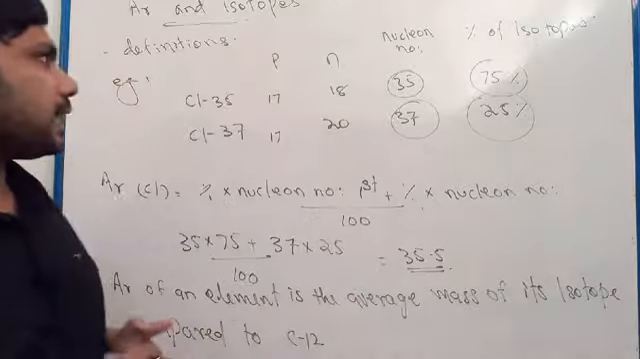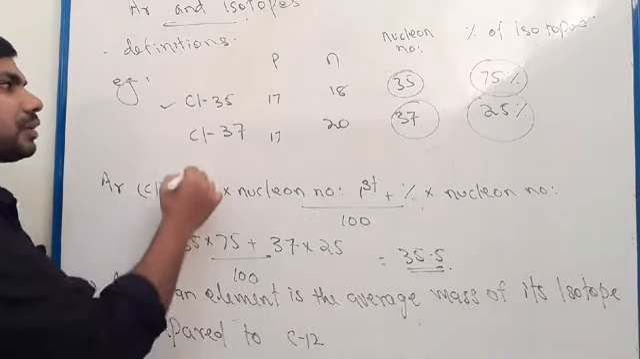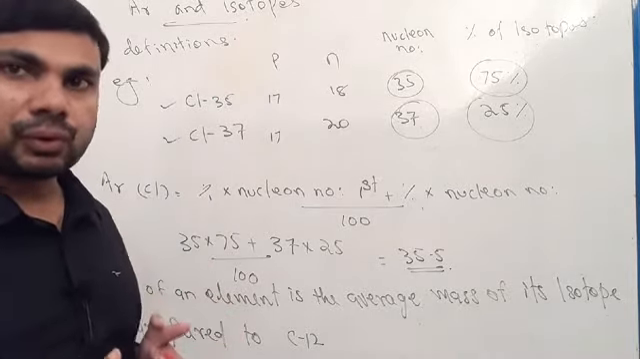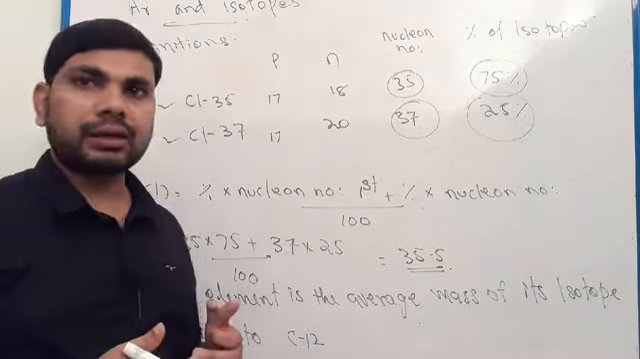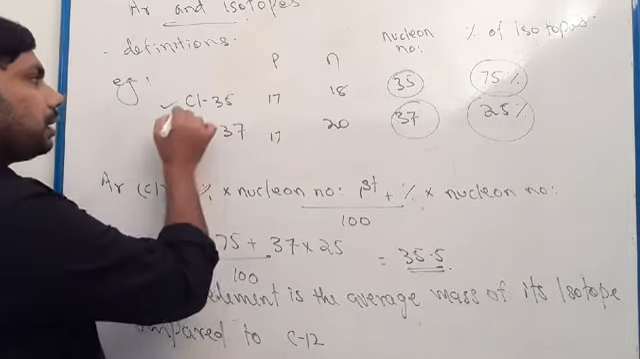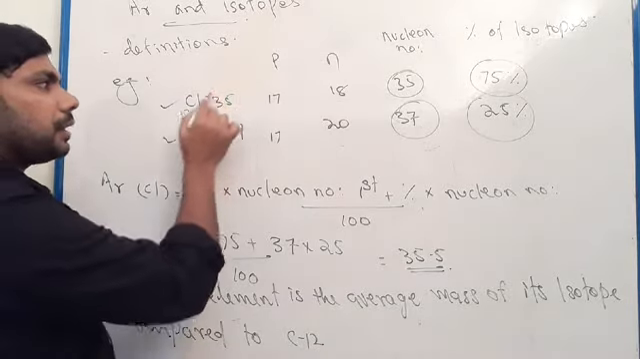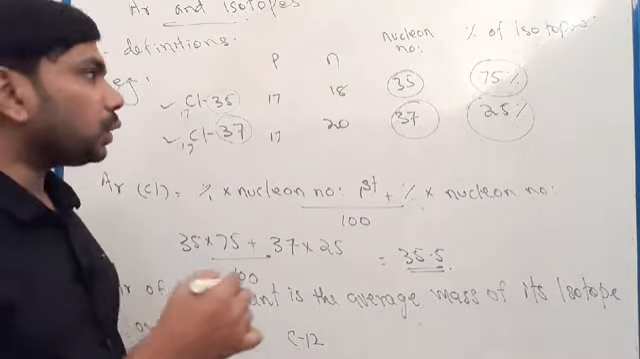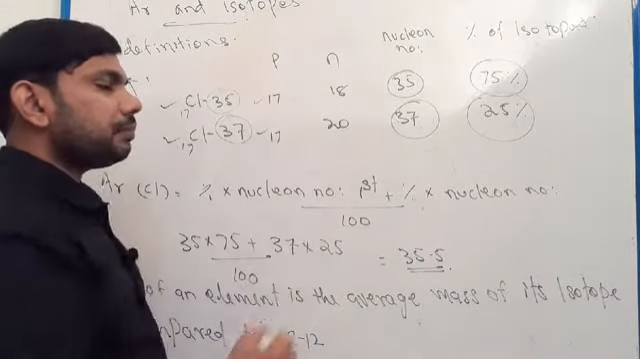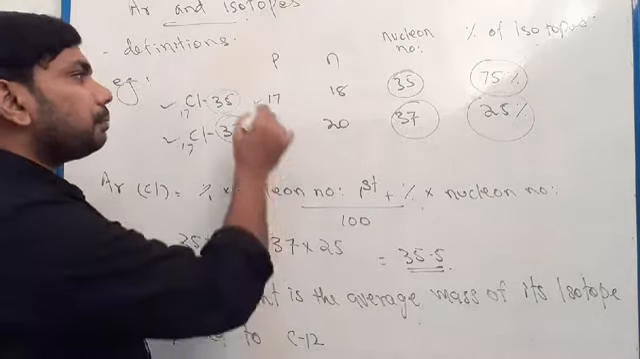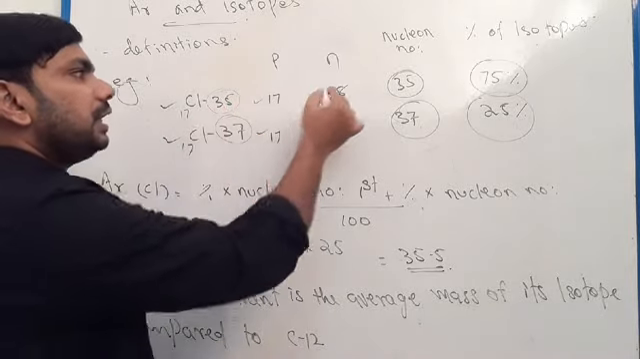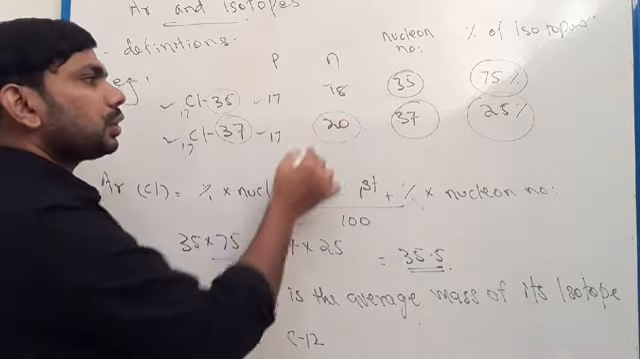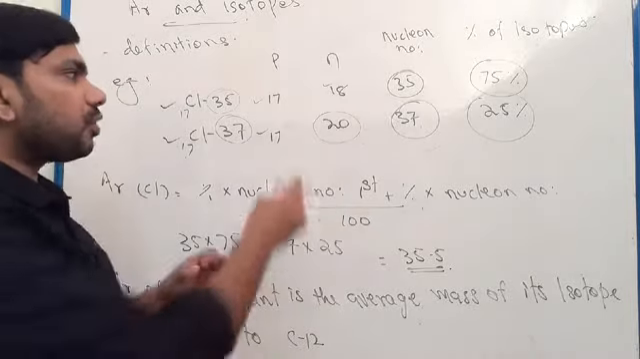See here an example of isotopes: chlorine 35 and chlorine 37. These are two isotopes of chlorine. Chlorine has atomic number 17, with mass numbers 35 and 37. In both cases the number of protons is the same, 17 protons. The number of neutrons is 35 minus 17, which is 18, and 37 minus 17, which is 20. So the number of neutrons is different, while the number of protons is the same.